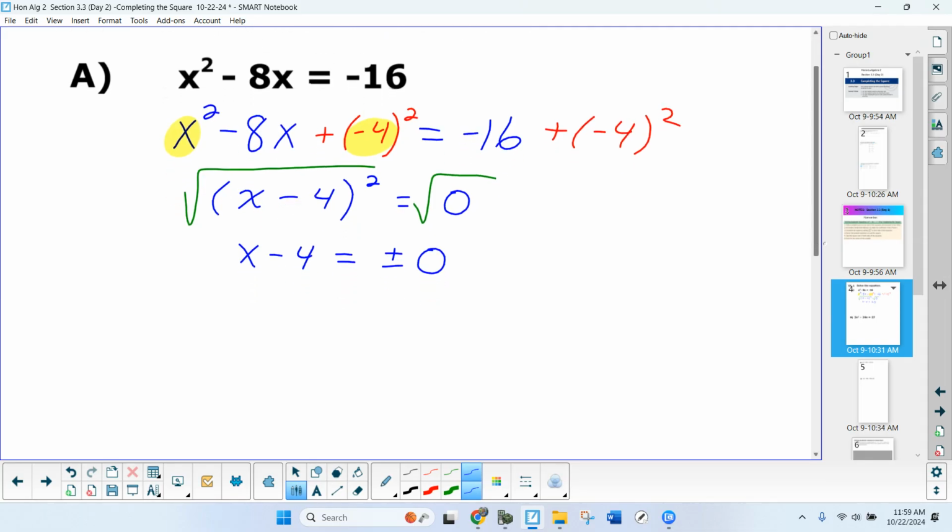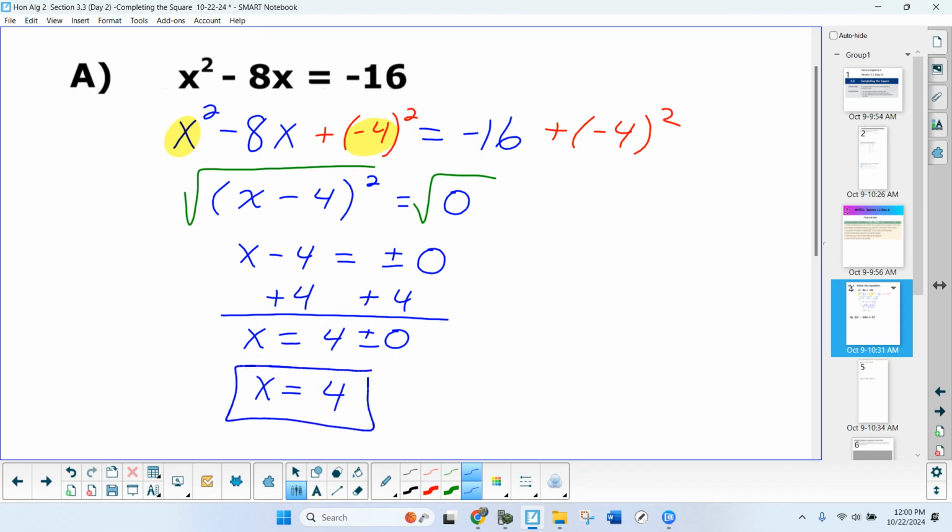Watch. What are you going to do now? Add 4. And how do I have you write the answer? I always just say put 4 plus or minus 0. Well, guys, what's 4 plus 0? 4. What's 4 minus 0? 4. It's just 4. I would have at this step just put x minus 4 equals 0, because there is no plus or minus 0. And then add 4 and you get x equals 4. Questions? Are we good on A?